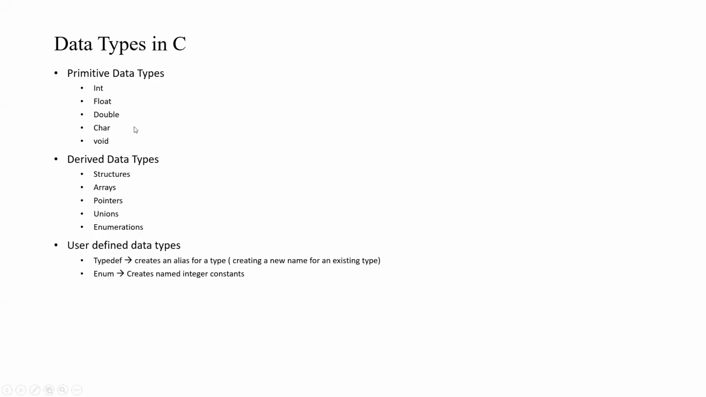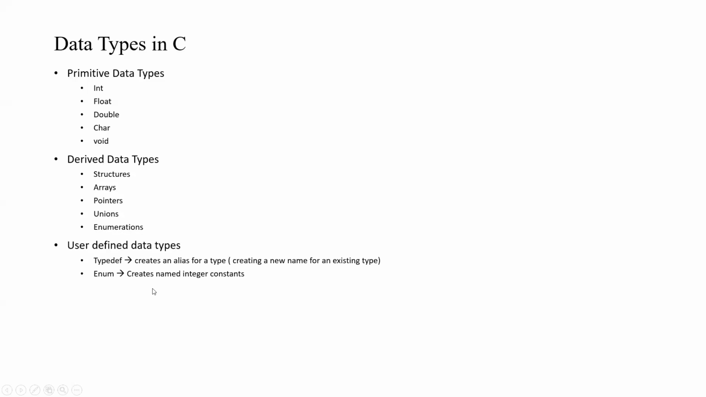So primitive data types: int, float, double, char, and void are the primitive data types. Derived data types. The name itself says derived, meaning it is derived from the primitive data types, right? So the structures, arrays, pointers, unions, and enumerations. I'll try to discuss structures, unions, and enumerations. Pointers, we have some detailed lectures coming up with respect to the pointers.